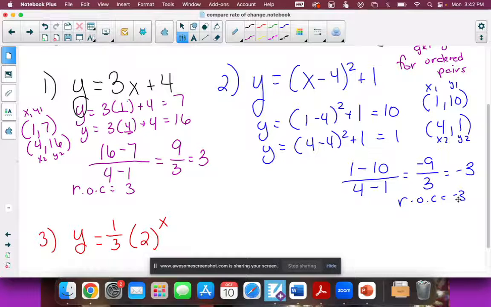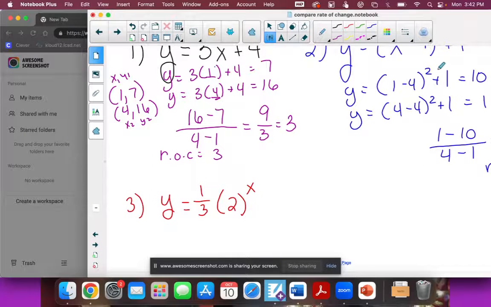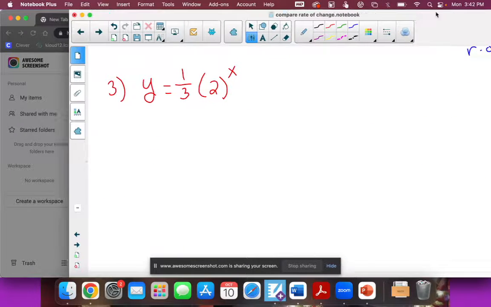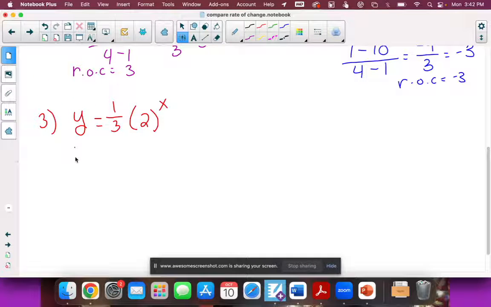All right, last, let's go ahead and do an exponential one. Again, using that same interval, 1 to 4. I'm going to substitute in, right? I'm going to plug and chug so that I can get my y values that I need. So let's start with 1. So 1/3 times 2 to the first power. And that is going to equal 2/3.